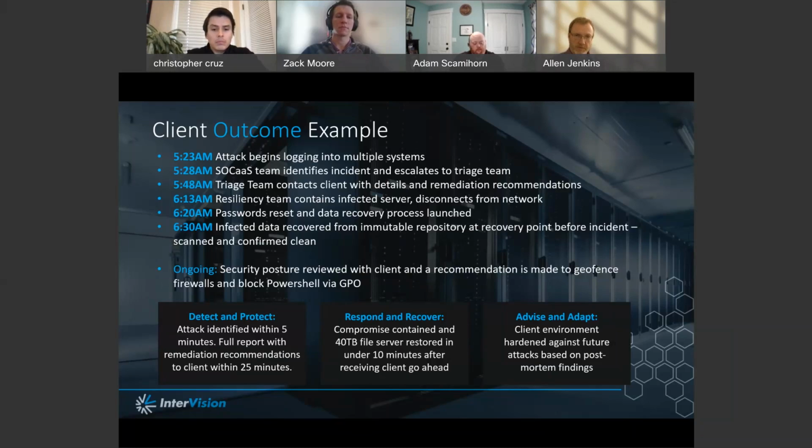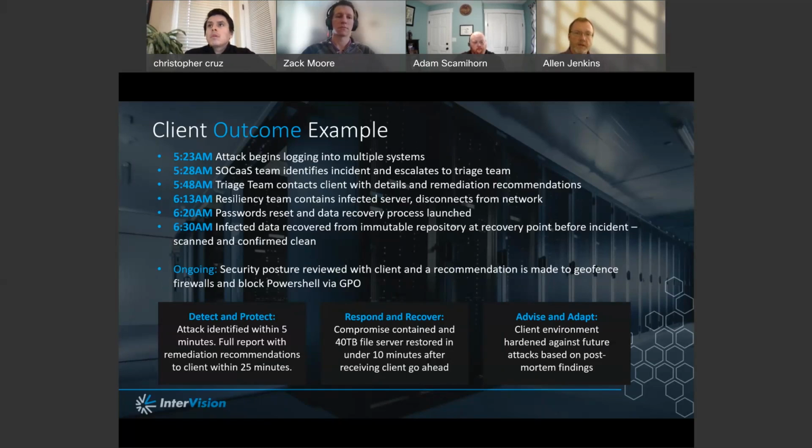Finally, we can move to a state where we're recovering that data. And as we recover the data that's been impacted, we're scanning it for the indicators of compromise that we saw come in. So we're not doing a blind scan. We're actually looking for the things that we saw happen and making sure that we bring back a clean environment. From the timeline here, you can see this is a rapid process.